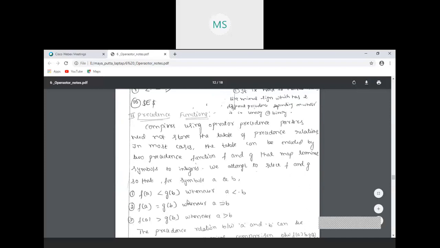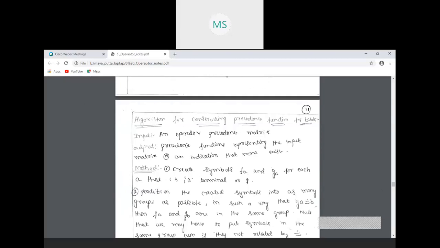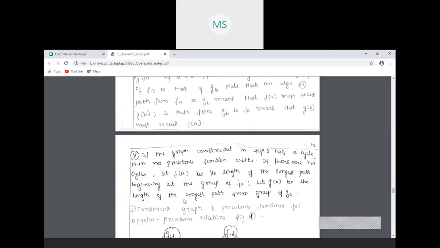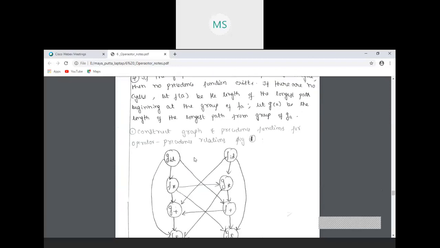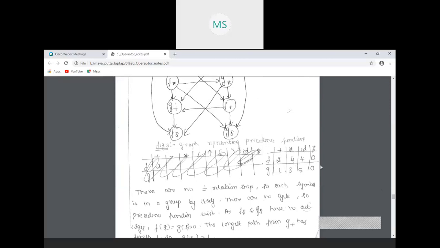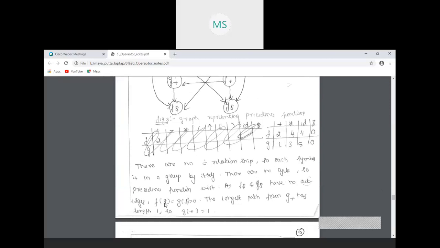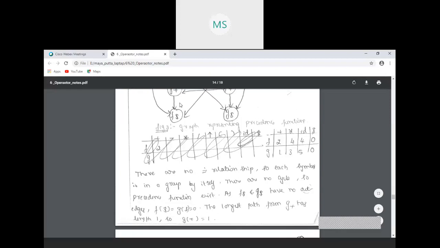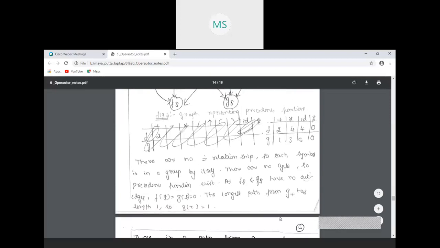Just as I told you, there are two functions, f of a and g of a, between the relations greater than, less than, and equal. Now how to apply the precedence function for the table using these four steps. Apply these four steps to construct your table. Okay, now I am constructing the graph and precedence function for the operator relation. Now I read the length also. See, I told you there is no length. Edge f of dollar to g of dollar is 0 because there are no outgoing edges. The longest path from g of plus has length 1, because g of plus to f of dollar is only one length. The same thing you should write.